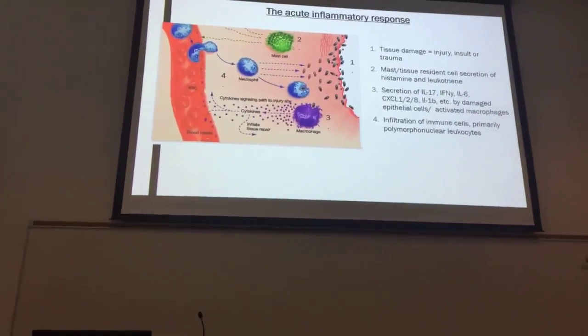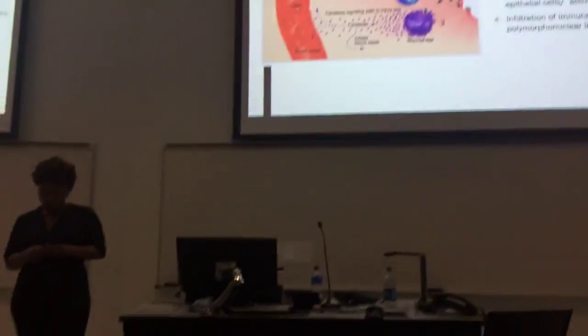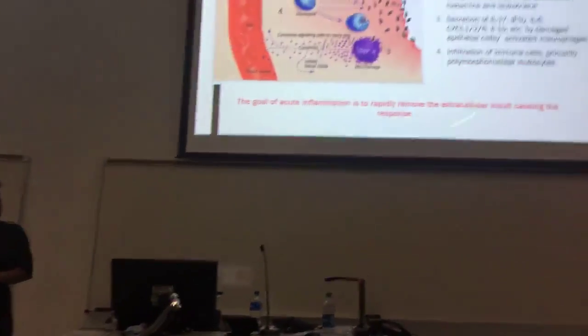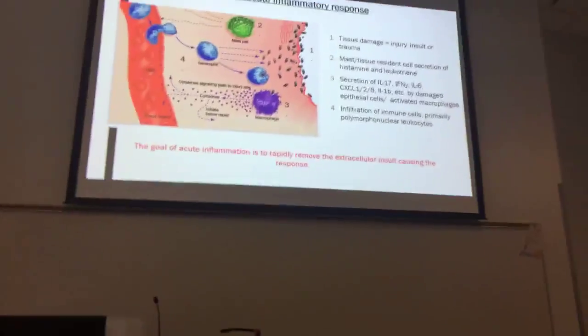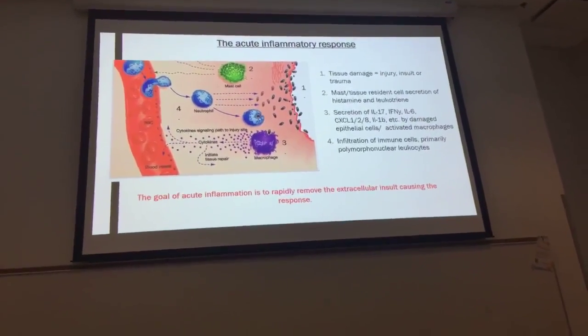Primarily in our acute inflammatory response, these are polymorphonuclear leukocytes. They have been shown to be the first cells to arrive in the inflamed area and therefore have been shown to help accomplish the overall goal of acute inflammation, which is to rapidly remove the extracellular insult.